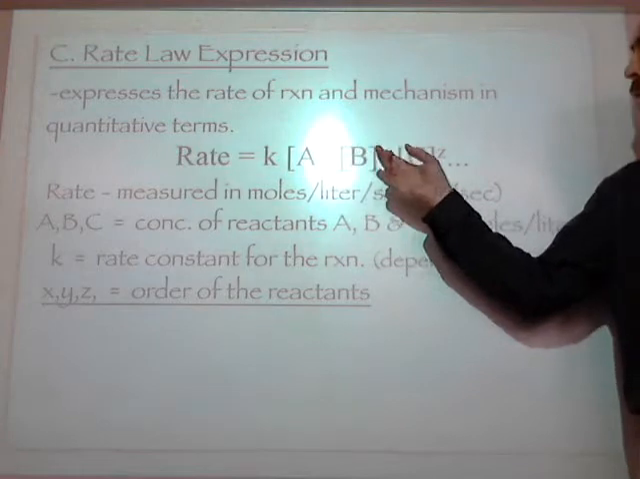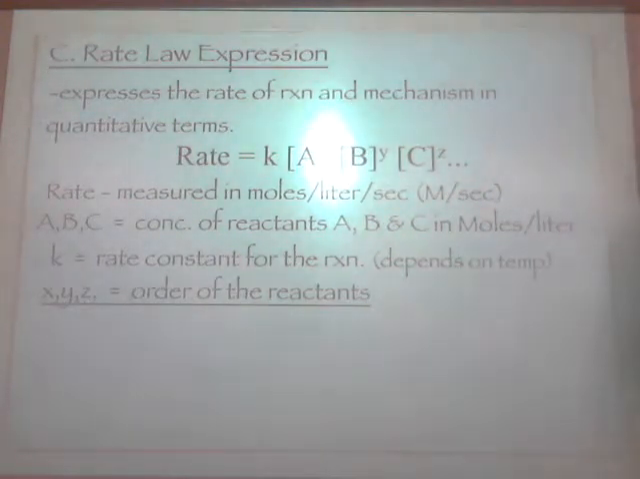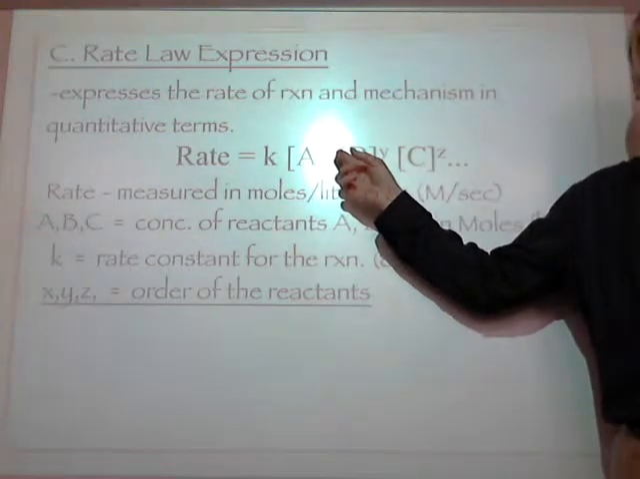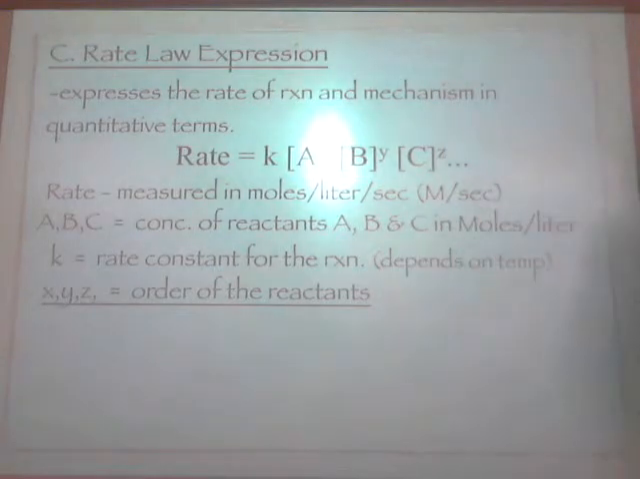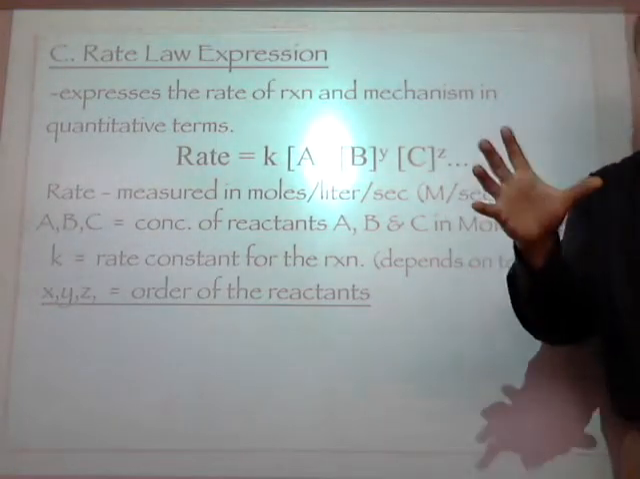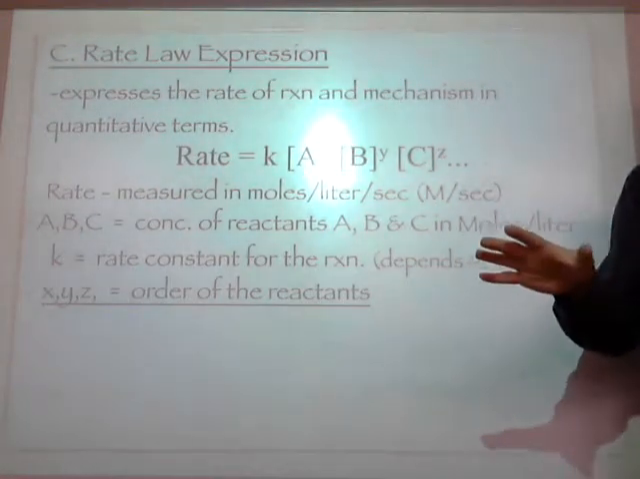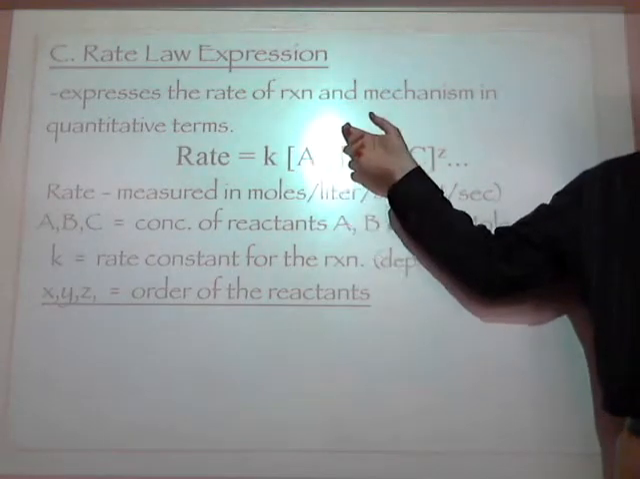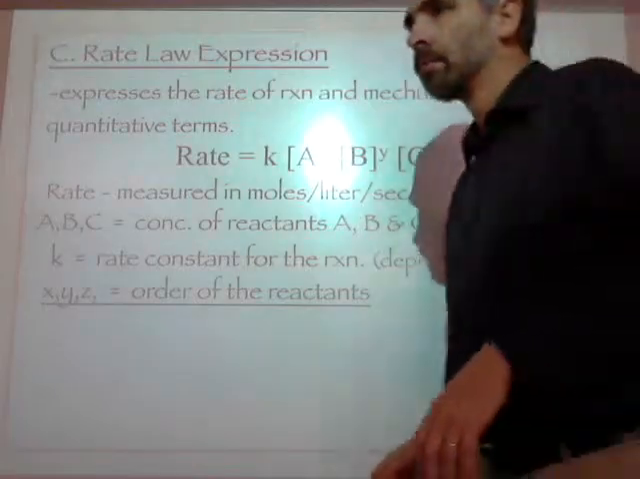So X, Y, and Z can be 0, 1, 2, 3. Okay, and if it's 0, you know what that tells me? The concentration of that reactant raised to a 0 power, it doesn't matter what the concentration is. What's it always going to be? 1. So it doesn't matter. I can change its concentration as long as there's some there. If I took it away, the reaction stops. I've got to have some A, even if it's raised to the 0 power. All right, good enough. That's some B.